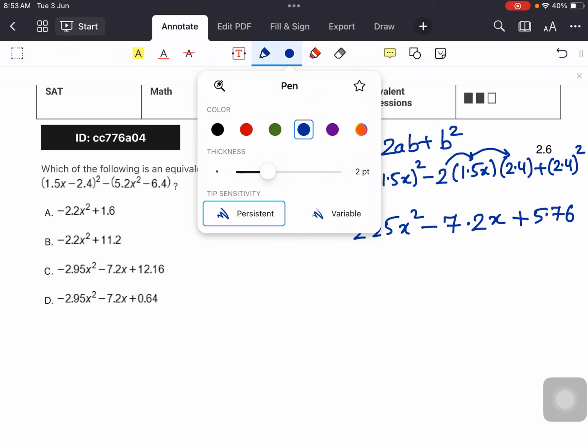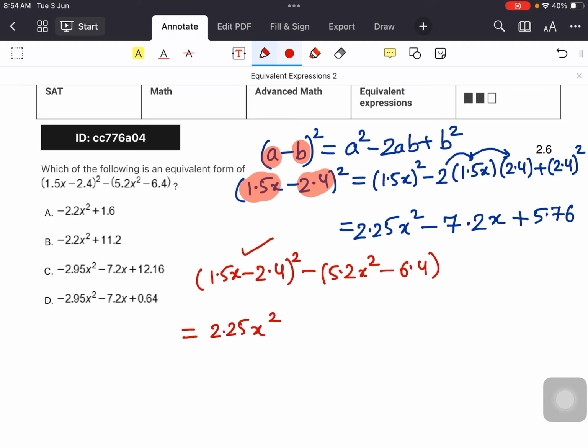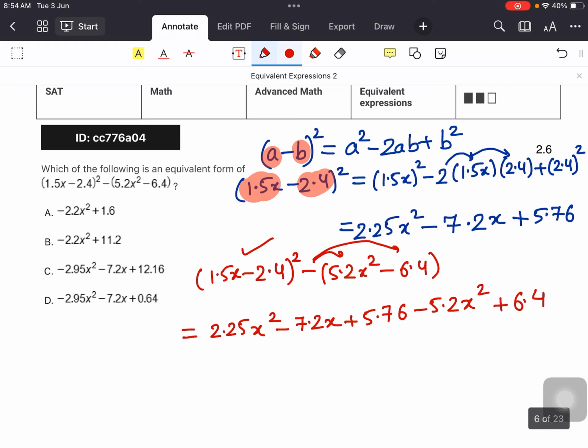Now coming to the question. What is the question? So it is (1.5x minus 2.4) whole squared minus (5.2x squared minus 6.4) equals to. So the first bracket answer we have obtained. It is 2.25x squared minus 7.2x plus 5.76. Open this bracket, sign will change, minus 5.2x squared plus 6.4.